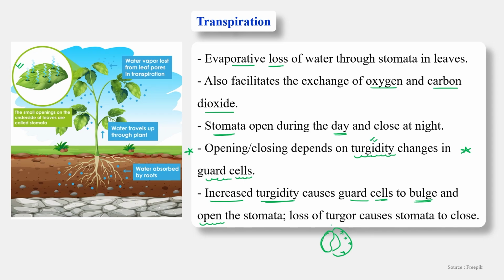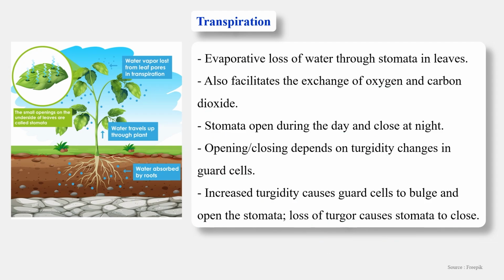But if there is no water, then it will lose its turgor pressure. Then what will happen? If this is a stomata, it will shrink up like this. There is no turgidity, so it will form its original shape. As you know, the cell wall is comparatively thick. It will cause closing of stomata.